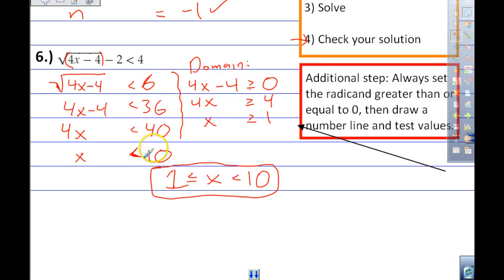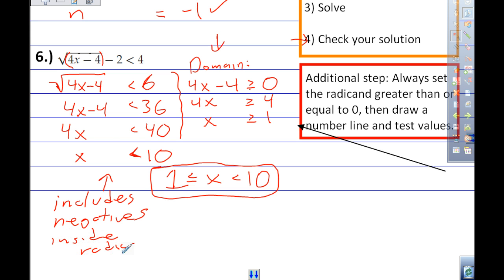So, how did I know to do this? Because this was pointing towards, this includes negatives. Includes negatives inside a radical. That's how I knew to do that. This is saying, yeah, any numbers less than 10 work inside this radical. When you see a radical, it's like, no, negatives don't work inside a radical. I know that, even though you're saying it does. That's why I need to do this.